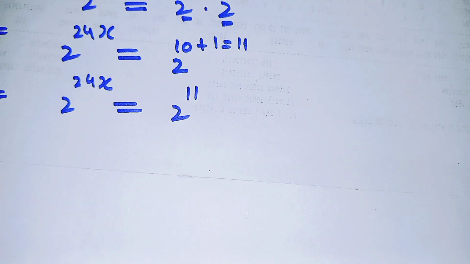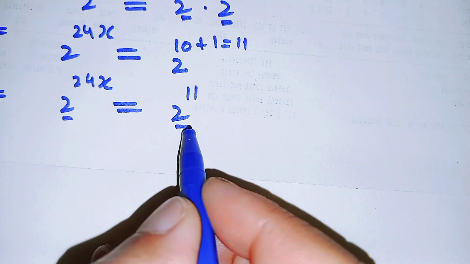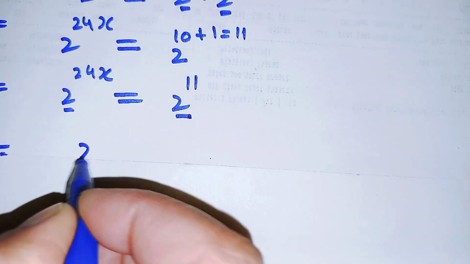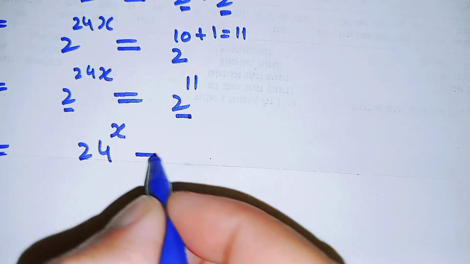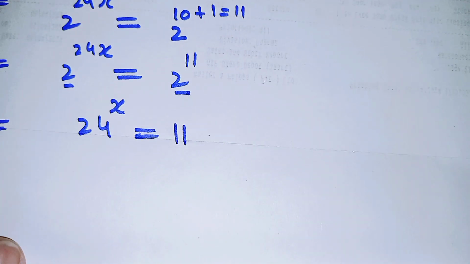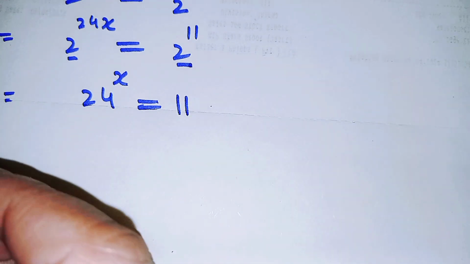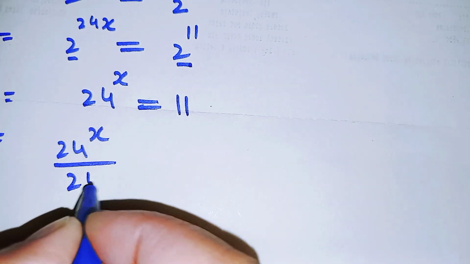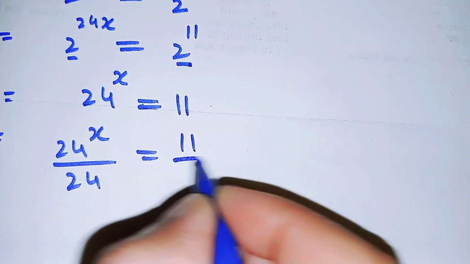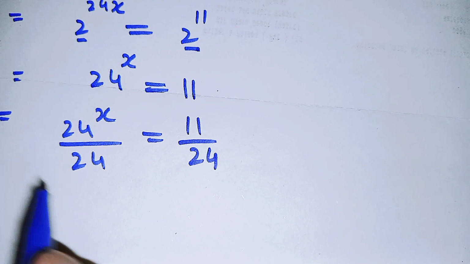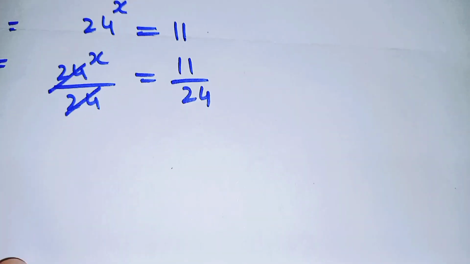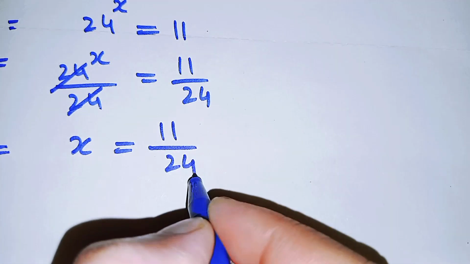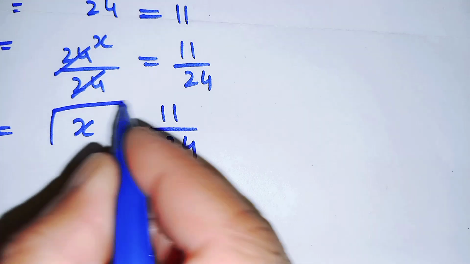Again the bases are the same, so we can equate the powers. So 24x = 11. Dividing both sides by 24, 24x over 24 equals 11 over 24. Cancelling 24 with 24, we get x = 11/24. That is the value of x.